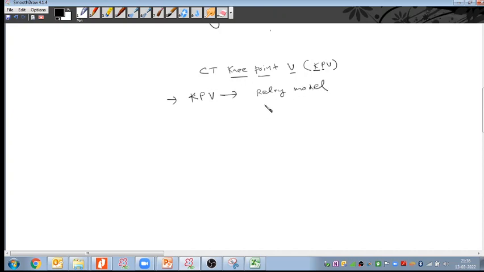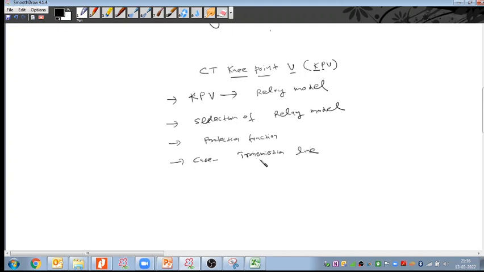So now we are discussing the selection of relay model. For relay model selection, we should know what protection function is required from the relay. Now we are taking the case of a transmission line. Any transmission line we are taking, not a feeder.